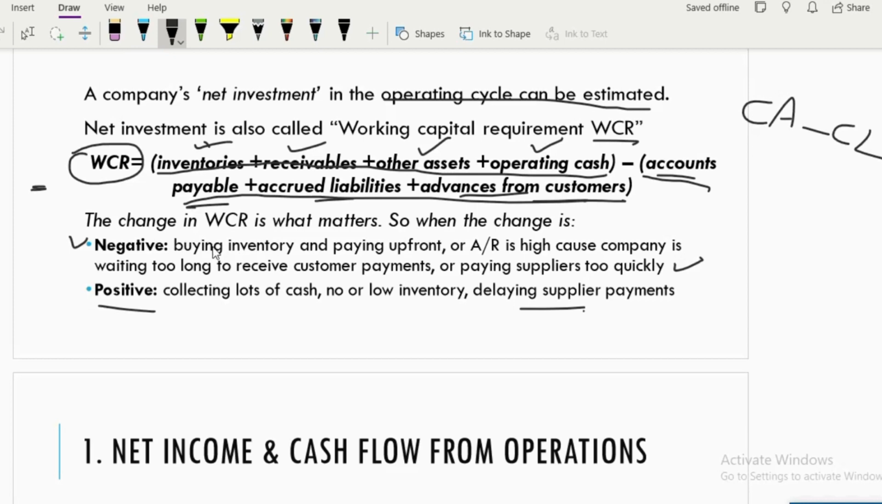So if you see over here, all these show that your outflows are more as compared to inflows, and you will get a positive working capital when you are collecting inflows, investing less in inventory, and your outflows are less. So outflows are less and inflows are more, then you will get the positive working capital requirement.